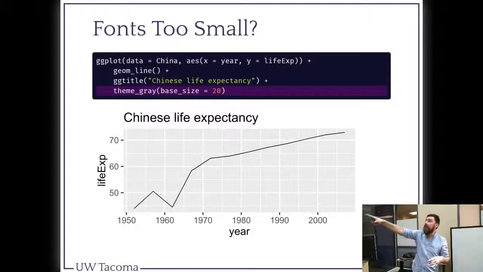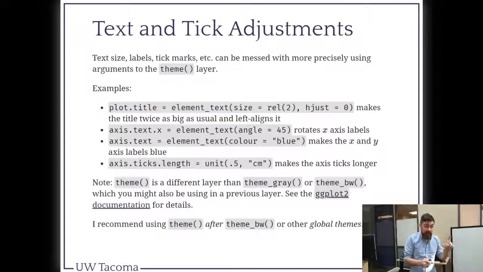So you'll see here I did theme underscore gray. That is not the same layer as just theme. I would recommend if you do something like theme black and white, do the theme call afterwards, because something like theme underscore gray actually changes all of these values that are inside theme. So you want to do theme last to do minor tweaks.